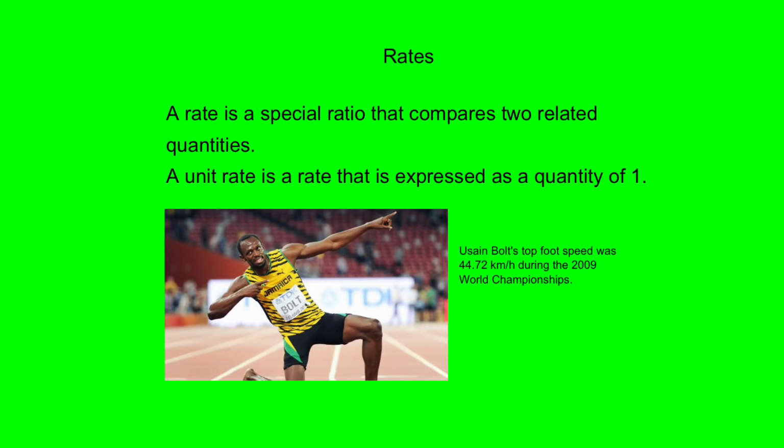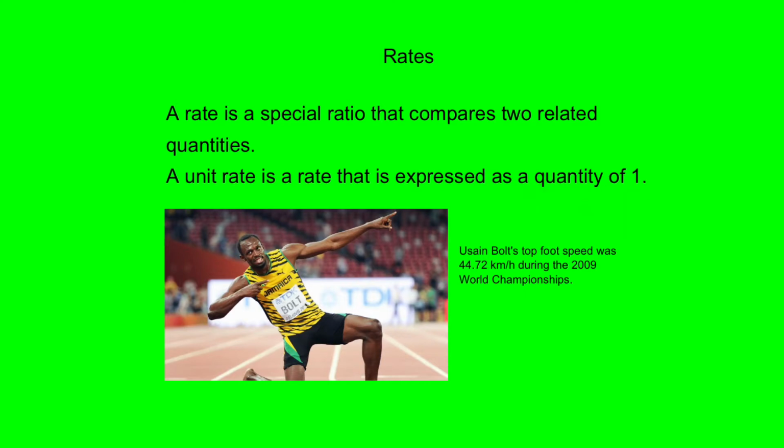We have been studying proportional reasoning, and we have moved into a specific kind of proportional reasoning called rates. Now, a rate is a special ratio that compares two related quantities. We'll give some examples in a second. What we're focusing on in this section is not just rates, but something called the unit rate, which is expressed as a quantity of 1.